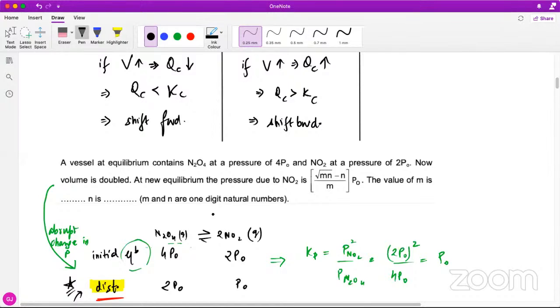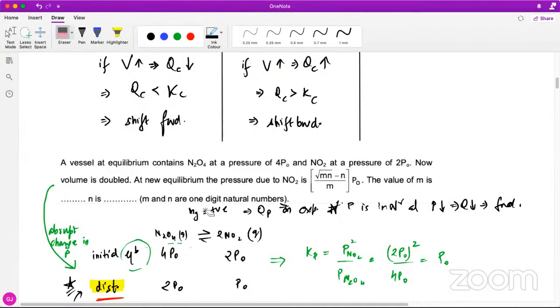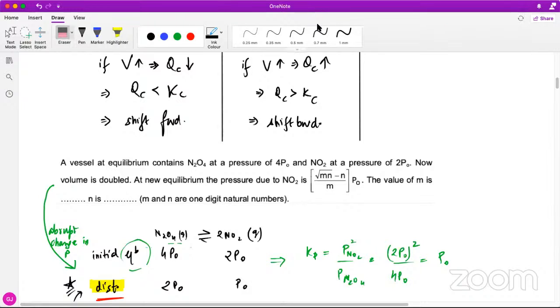ठीक है, let me double check using the numerical method also. तो यहाँ पर डेल्टा ng मेरा पॉजिटिव आ रहा है, implies Qp के एक्सप्रेशन में P is in numerator, है कि नहीं? एंड P यहाँ पे मैं डिक्रीज कर रहा हूँ, implies Q डिक्रीज कर रहा है, implies शिफ्ट किधर होगा? फॉरवर्ड. ठीक है, तो yes, the numerical method also confirms that the shift is in the forward direction only.